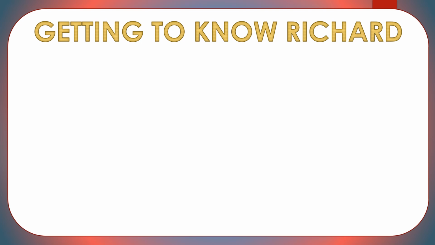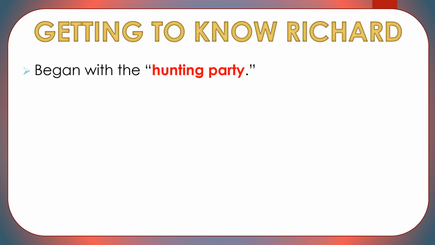Richard was first introduced in chapter 1. At the start of the novel, we see that Richard and the males in the family, which is Pa and Gus, went on a hunting party. Okay, party here does not mean you go dancing around. No, not that one. Hunting party simply means a group of people going on a hunt. They go to hunt deers or any other animals.